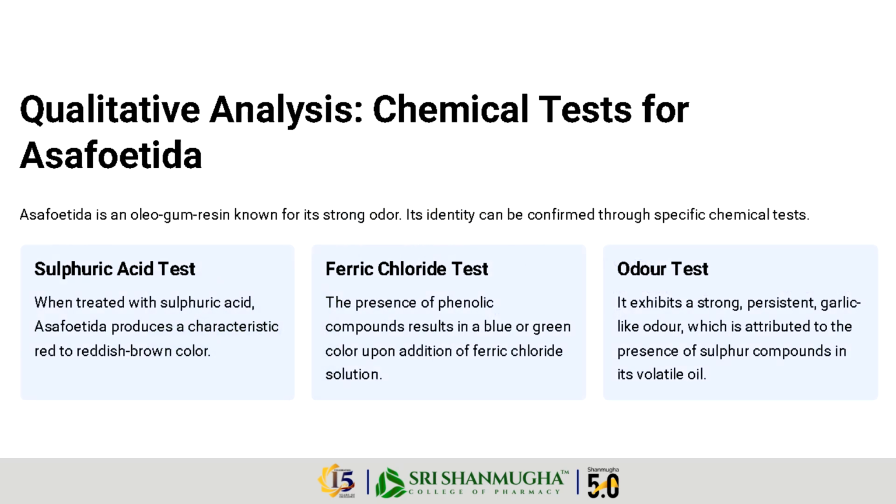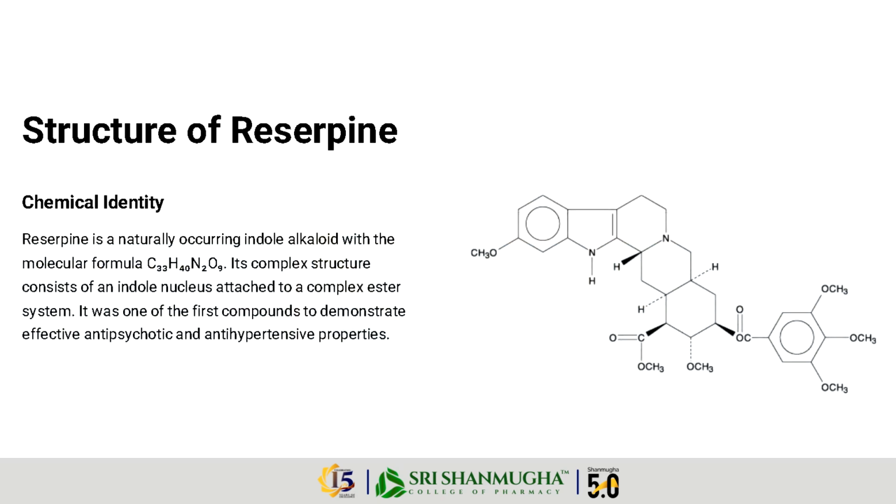Qualitative analysis, chemical tests for asafoetida. Asafoetida is an oleo gum resin with a strong characteristic odor. Important chemical tests are the sulfuric acid test, which produces a red to reddish brown color; the ferric chloride test, which gives a blue or green color due to the phenolic compound; and the odor test, a strong persistent garlic-like odor due to the sulfur-containing volatile oil.